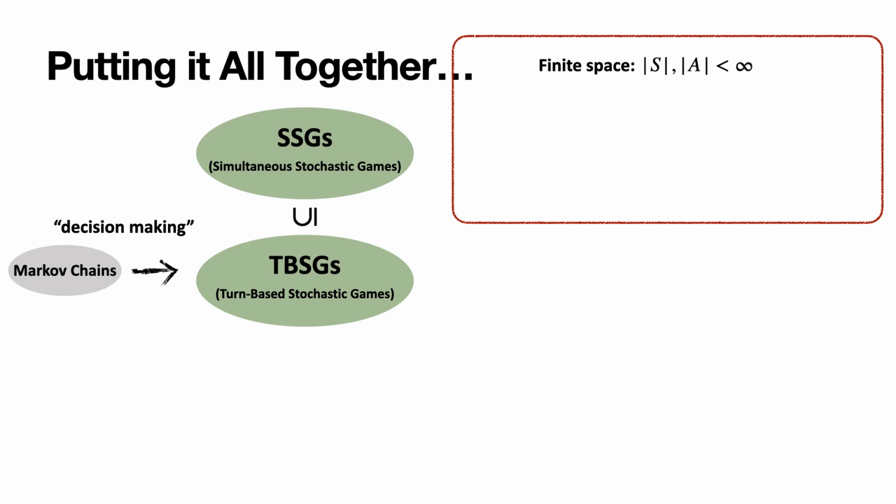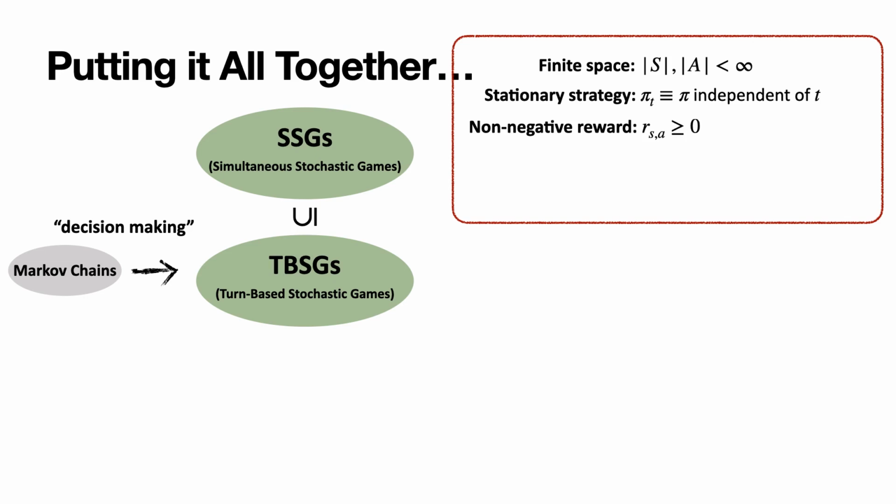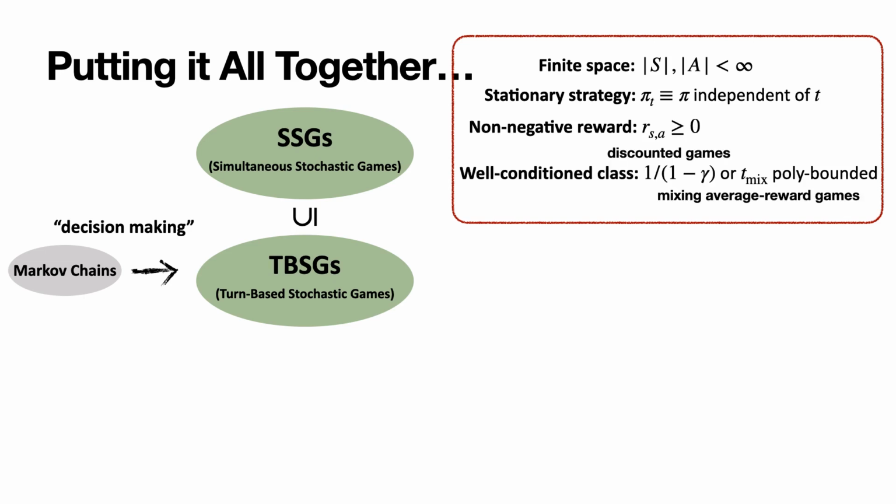First, we assume state and action spaces are finite. Next, we focus on learning stationary policy, which does not depend on the time step t. Third, we assume all instant rewards received are non-negative for all players. Finally, we focus on well-conditioned class of games, meaning that the model parameter 1 over 1 minus gamma for the discounted games and t-mix, the mixing time for the average reward games, are both polynomially bounded by the problem representation size, for example, the state size and the action space size.